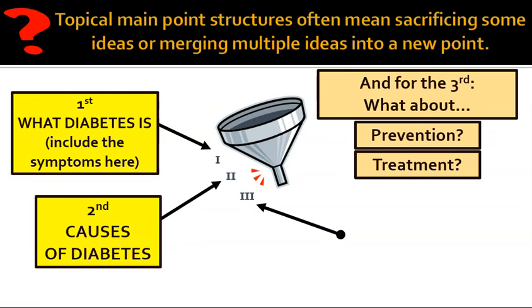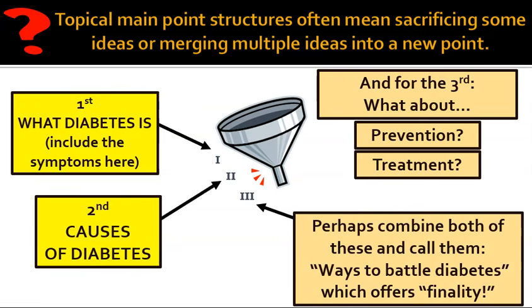What about treatment? Do we have to choose? Perhaps combine both of them and call them Ways to Battle Diabetes, which has some finality for the entire audience, whether you're diabetic or not. And we can have subpoint A of our speech in our third point be prevention, and subpoint B of the third point be treatment.